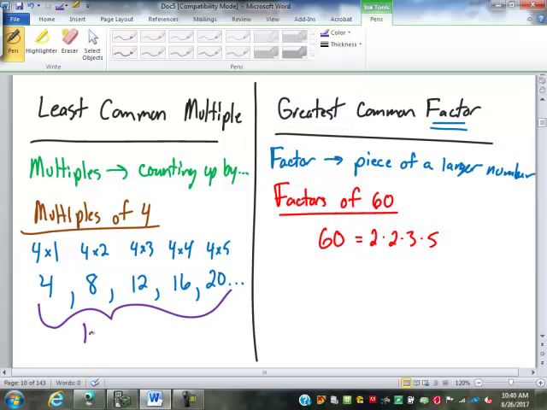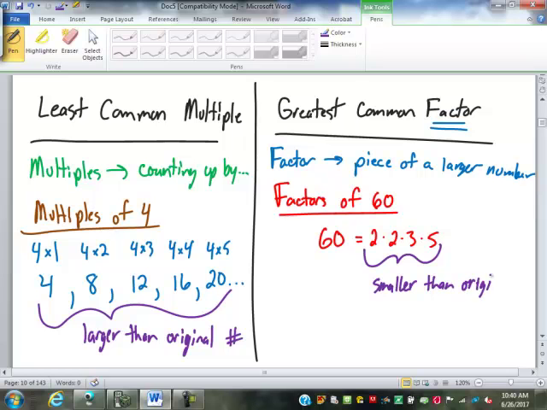Notice multiples are larger than or equal to the original number. Factors are smaller than the original number.